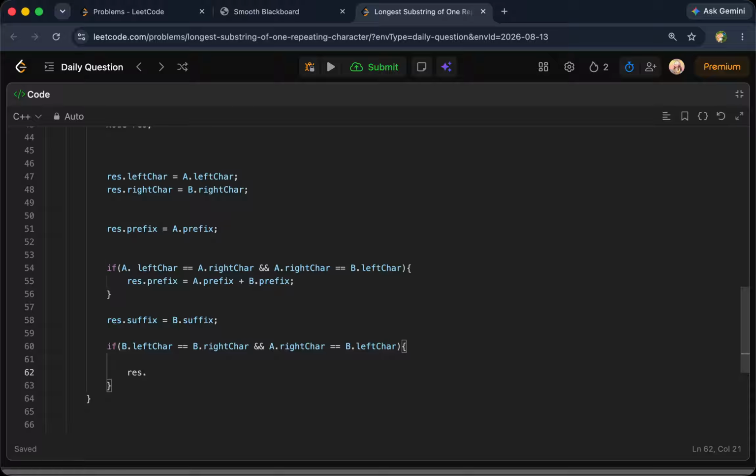Let's start. Suffix is equal to b.suffix plus a.suffix. Okay, if the entire right segment has the same character and the left segment ends with the same character, the suffix can extend. Okay, now best, now is the most important part.